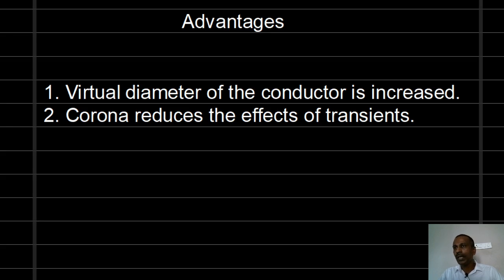There are certain advantages with the corona formation. As you know, when the corona is formed, surrounding the transmission line we have ionized particles. So the virtual diameter of the conductor is increased. The corona reduces the effects of transients, especially the transients from the lightning strokes.